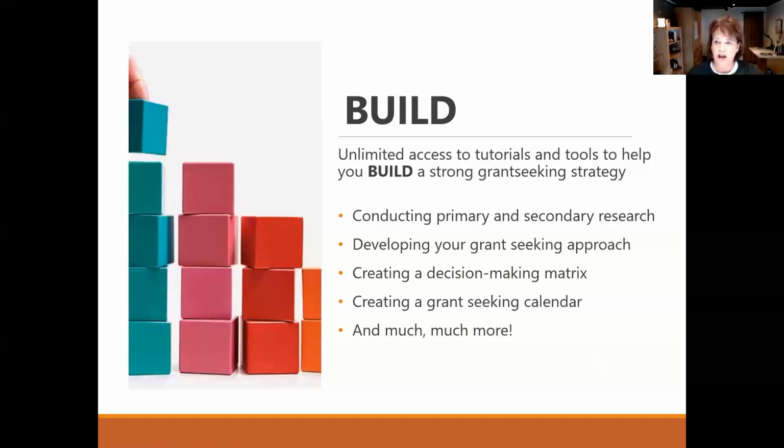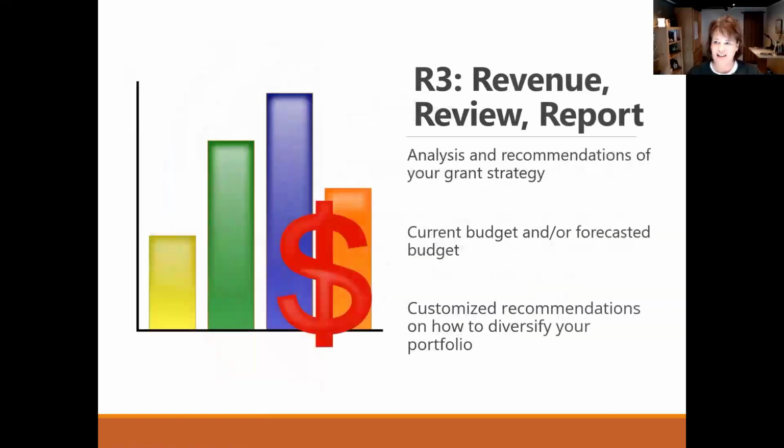But I want to point out one other tool in Build that I find just fascinating. And it's called the R3, which is the Revenue Review and Report Tool. And what you can do with this is take your current budget and or your forecasted budget for a year into the future, and you enter that information. It takes you about 10 minutes if you just take your annual budget forms and what you're forecasting, and you run those numbers in the tool.